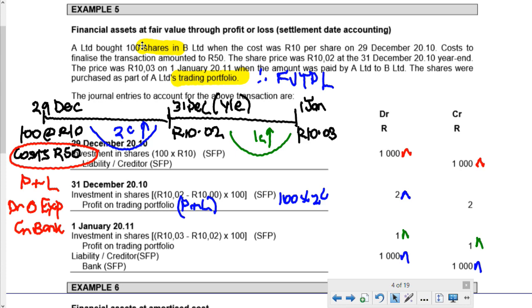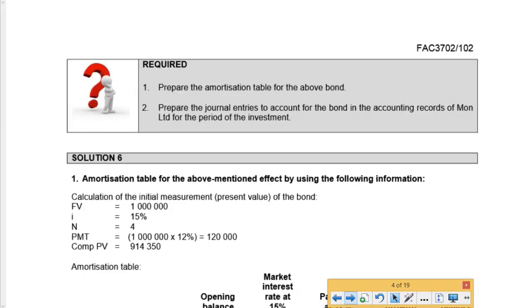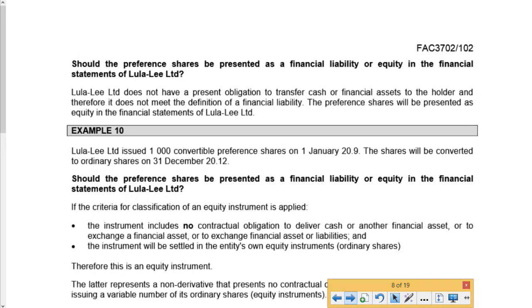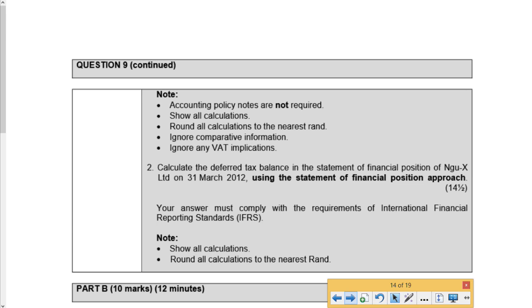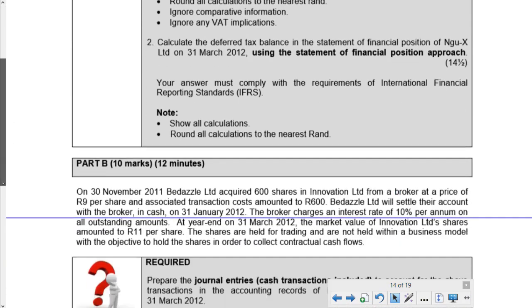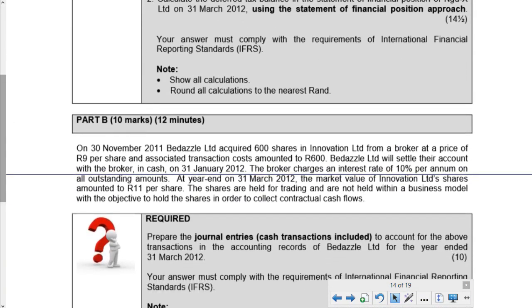So there's your journal. Looks easy enough? Easy enough. You're going to practice one. It's an exam question. You can see already also how the exam questions work. It was an exam question.